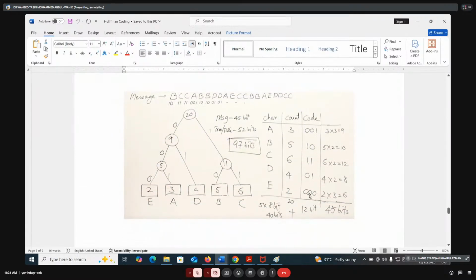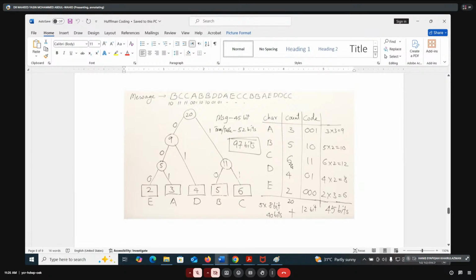The code, how much is the code? The code is 12 bits. 3 multiply 3, 9. 5 multiply 2, 10. 6 multiply 2, 2 bits here. 3 bits here. How much is the frequency? 3 times. 3 multiply 3, 9. 5 multiply 2, 10. 6 multiply 2, 12. 4 multiply 2, 8. So the code is 12 bits, and the message here is 45 bits.